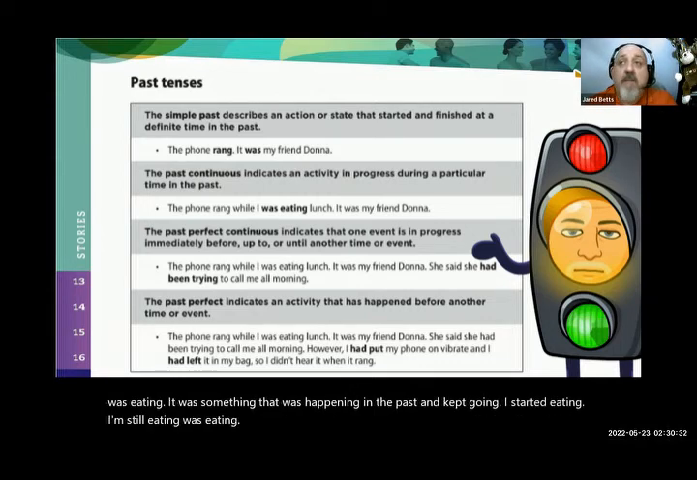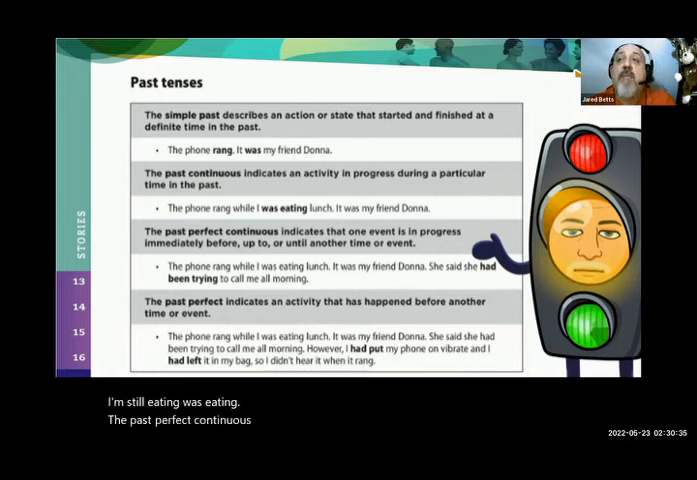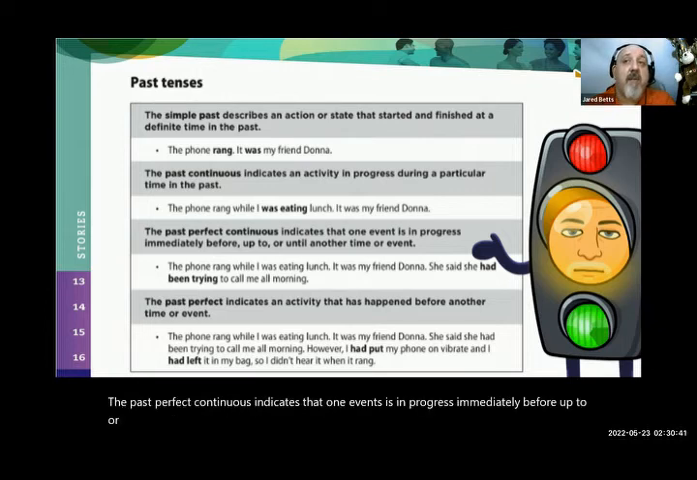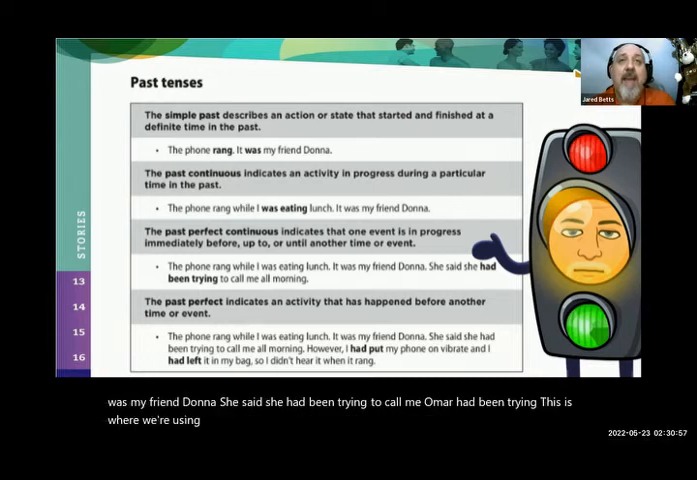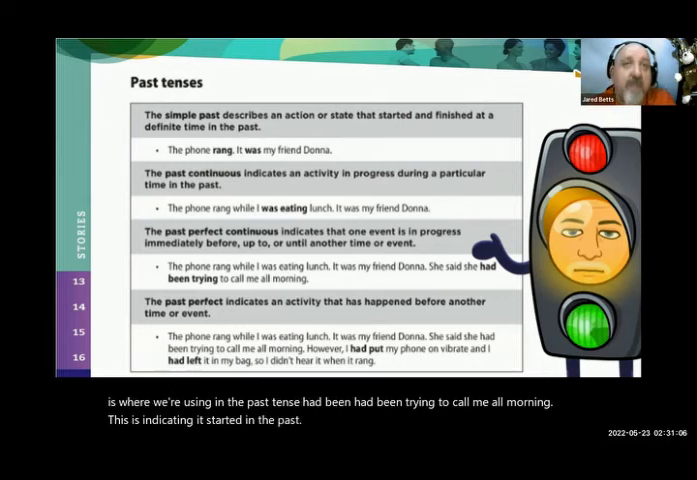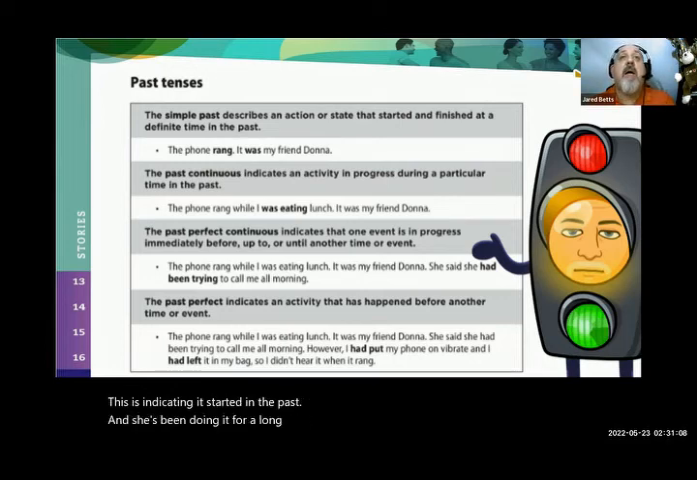The past perfect continuous indicates that one event is in progress immediately before, up to, or until the time of another event. The phone rang while I was eating lunch. Past continuous. It was my friend Donna. She said she had been trying to call me all morning. Had been trying. This is where we're using it in the past tense. Had been trying to call me all morning. This is indicating it started in the past and she'd been doing it for a long time up until the time that the phone was answered.